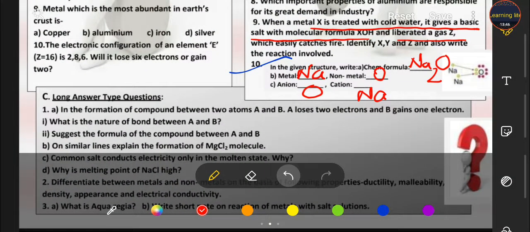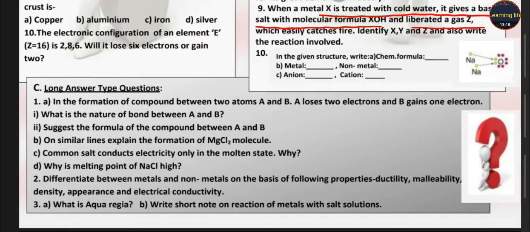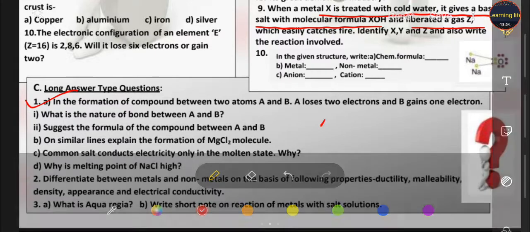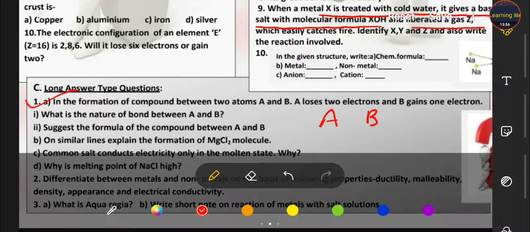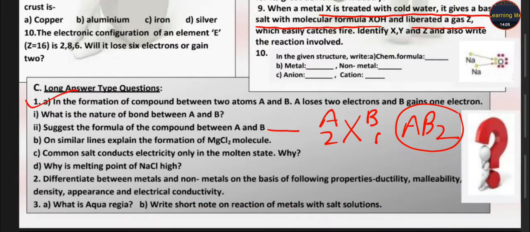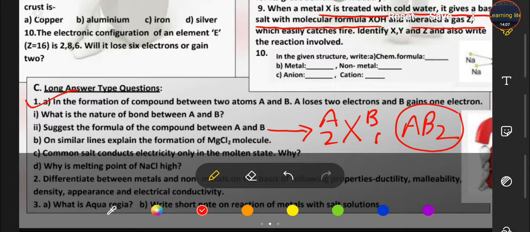Okay. Now let's move to our long answer type questions, student. In the formation of a compound between A and B, A loses 2 electrons and B gains 1 electron. The formula of the compound is AB2. So what is the formula, student? AB2. What is the nature? Ionic bond.